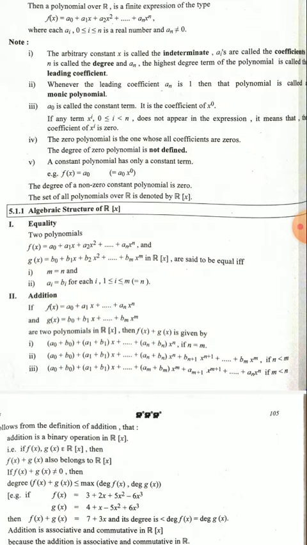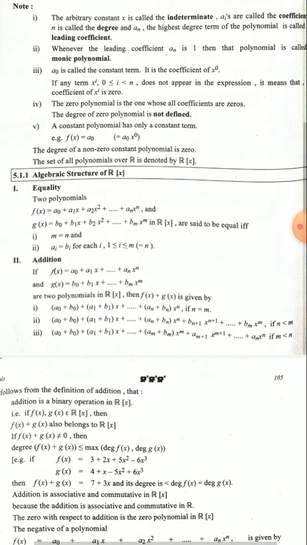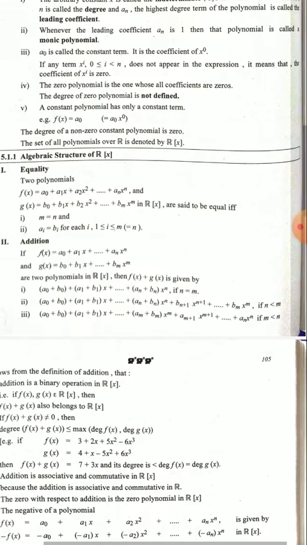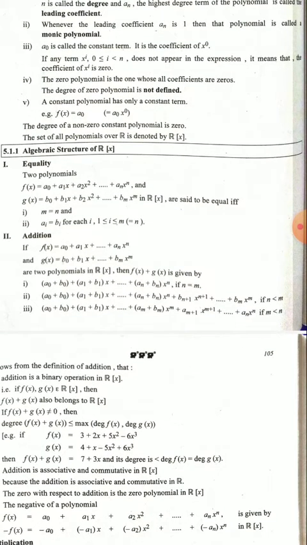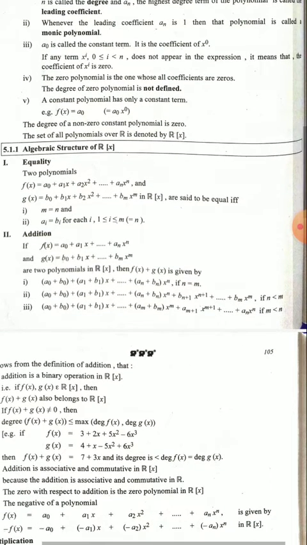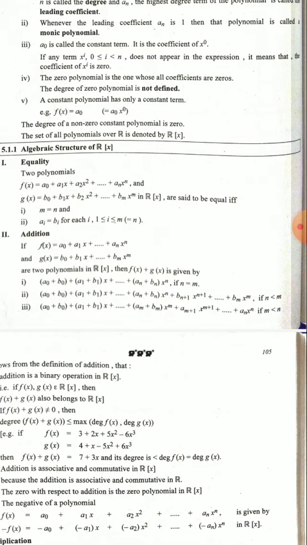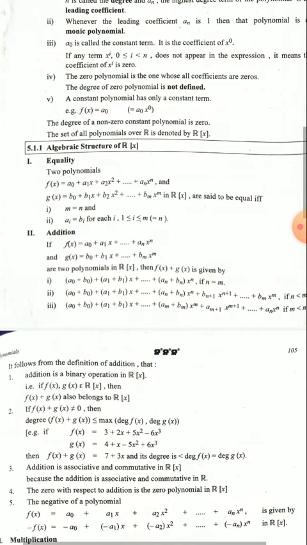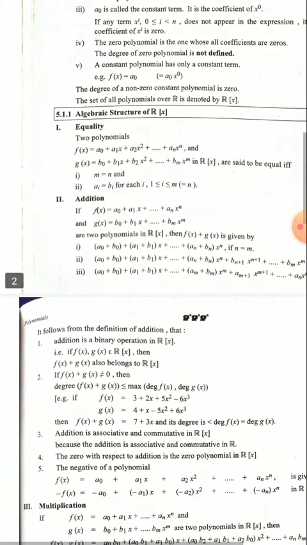if m is equal to n, and a naught plus b naught plus a1 plus b1 into x plus dot dot plus an plus bn into x raised to n plus b n plus 1 x raised to the power n plus 1 plus dot dot dot plus bm x raised to the power m if n is less than m, and the third expression. So the addition of these two polynomials is defined like this.